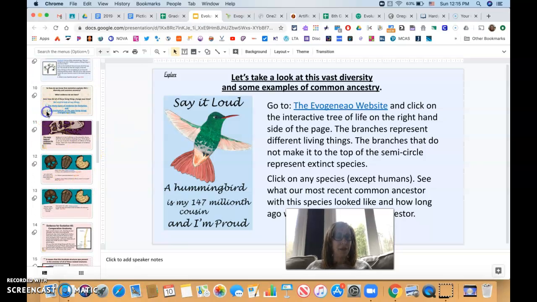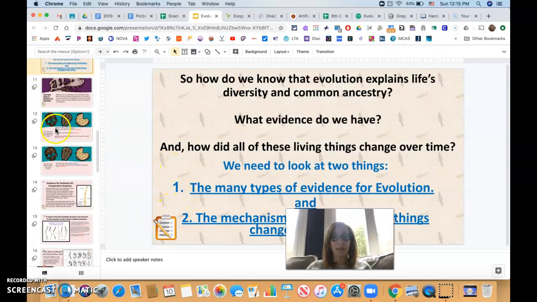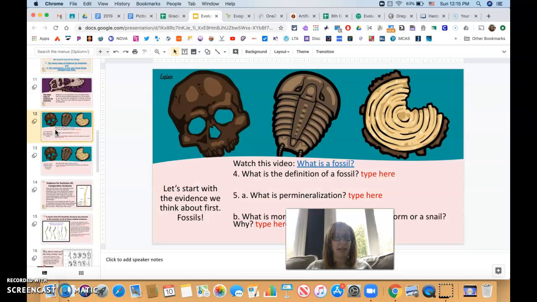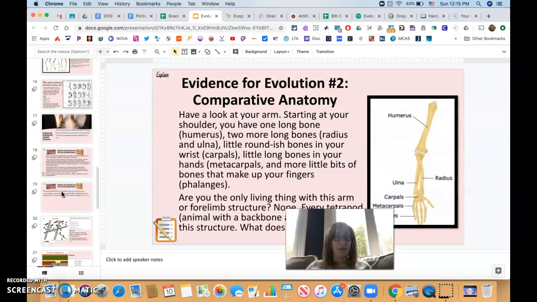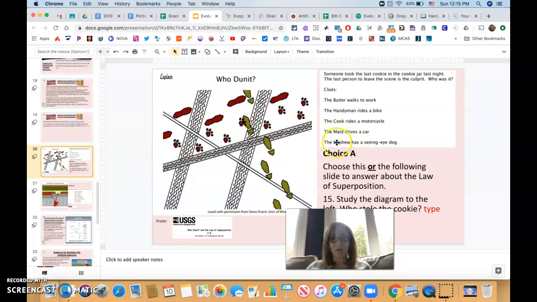Again, you'll notice here we've got some recap slides. Whenever you see that checklist, it means it's something for you to just take a look at and quickly read and summarize. We've got questions for you to answer. Again, all the questions are always in red, so keep that in mind. Here's another slide where you have a choice A or choice B. This is talking about the law of superposition that you learned about last year and how it ties in to support for evolution by natural selection.